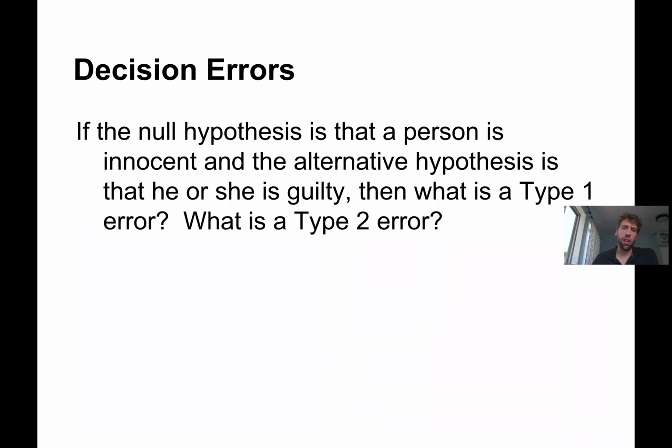All right, if the null hypothesis is that a person is innocent and the alternative hypothesis is that he or she is guilty, then what is the type 1 error? What is the type 2 error? Stop and think about that, okay?